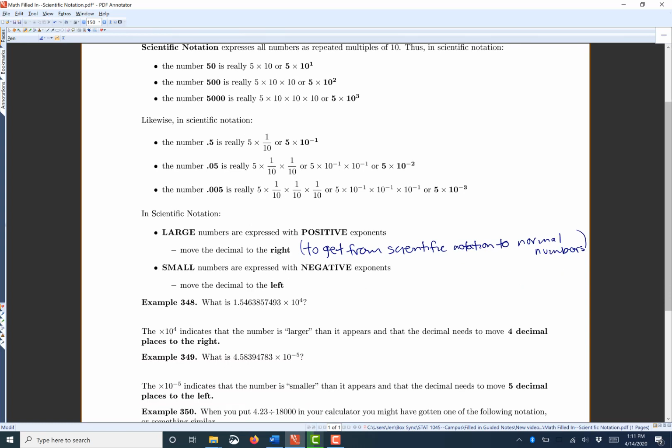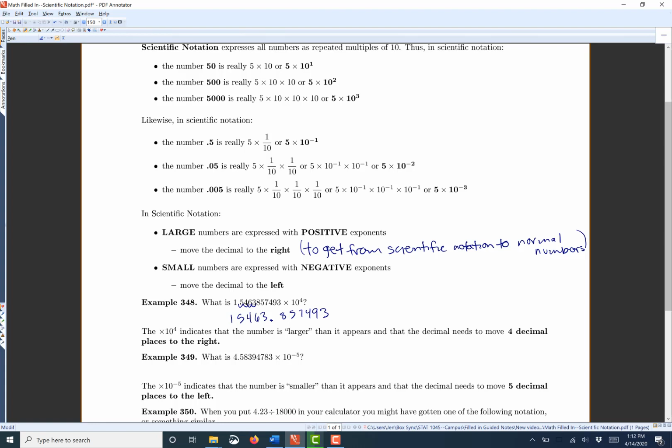So what do we get if we have 1.5463, this really big number, times 10 to the power of 4? This 10 to the power of 4 indicates that our number is larger than we think. So the decimal needs to move 4 decimal places to the right to make it look larger. So if I look at this, I'm going to go 1, 2, 3, 4. That's where my decimal place needs to go. So it's going to be 15,463.857493. So it was really 15,000, but it was so big our calculator just put it into scientific notation.